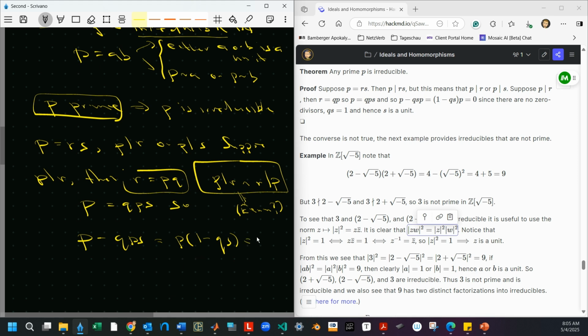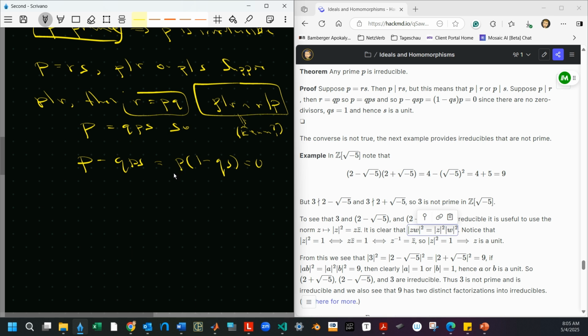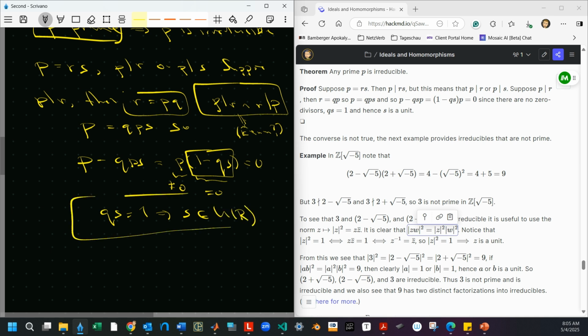And what we know is that this is equal to 0. Right, now here we use the fact that we're in an integral domain, right? This P is not 0, right? That's a thing that's our prime right now. And so this must equal 0, right? But that says that QS equals 1, and that says that S in particular is a unit. And that's what we wanted to show, right? We wanted to show that one of those two things was a unit, okay?